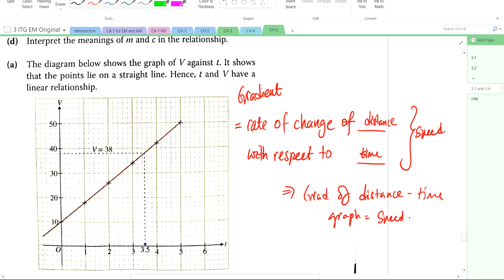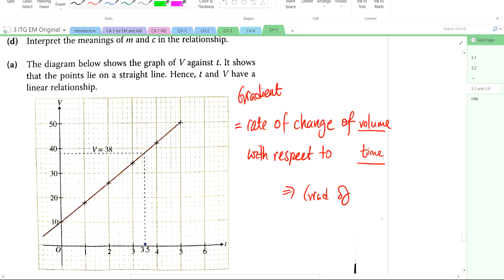Okay? Now in this case, what do we have? In this actual example, rate of change of volume. Volume with respect to time. So the gradient tells me how fast the volume increases as time passes. Understand what I'm saying? Just like our acceleration is how fast your speed changes, how fast your velocity changes as time passes. Then speed is just how your distance changes as time passes. Alright?